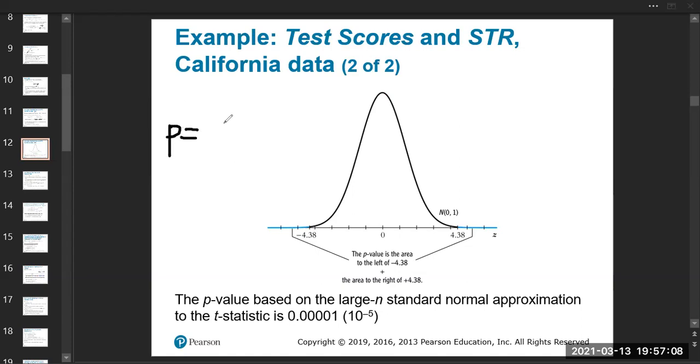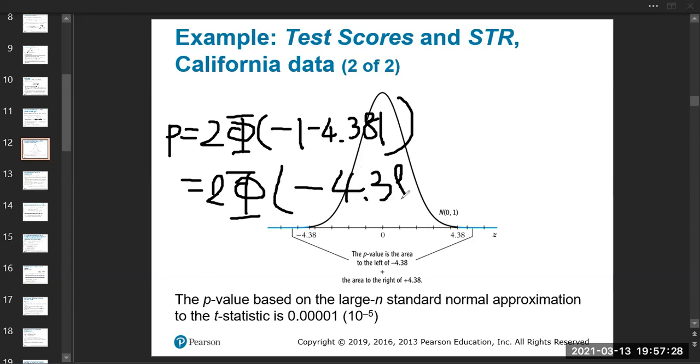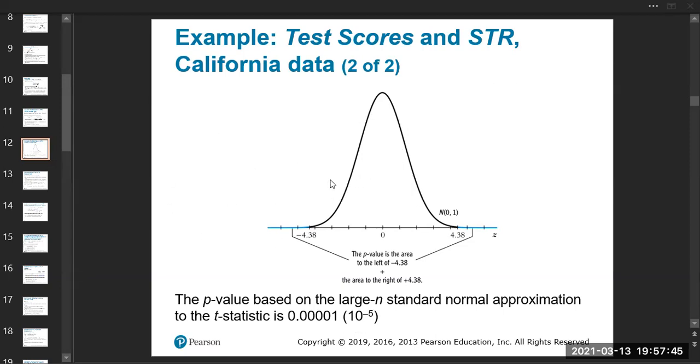P-value, because this is a two-sided test, so P equals 2 times this, minus 4.38. Don't forget to multiply by 2. So put minus 4.38 into the NORM.S.DIST function, and then times 2. And this is the p-value you get. It's so small, so you reject the null hypothesis. Simple, easy, intuitive, and nice.